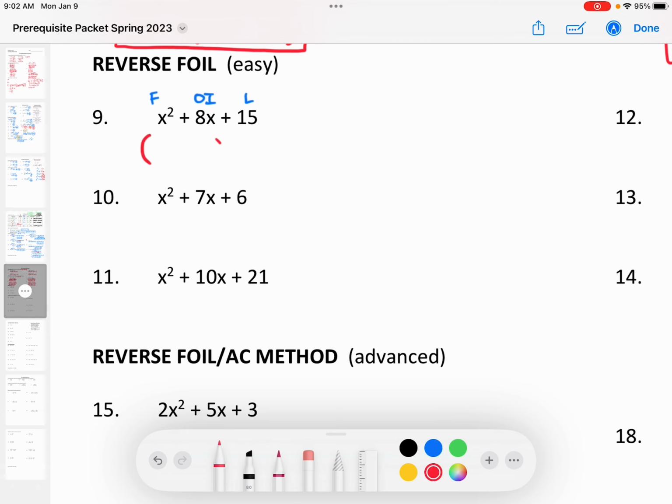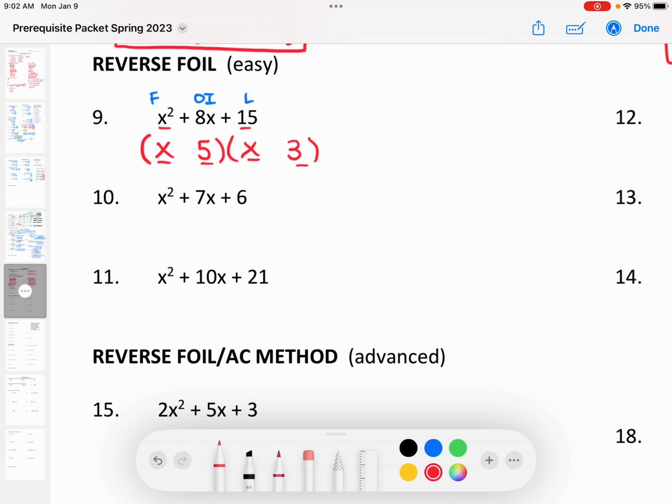So I just set up a set of parentheses like this, and I think, okay, my first 2 have to multiply to make x squared. That's got to be an x and an x. And my last 2 have to multiply to make 15. I'm just going to take a stab at this, probably the 5 and the 3.